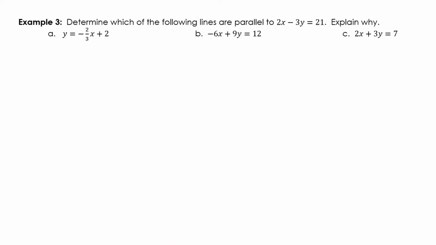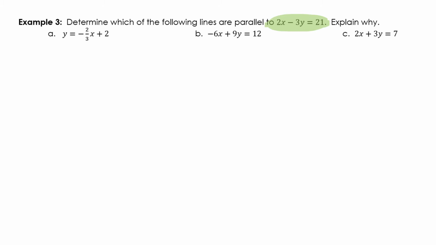For example 3, it says determine which of the following lines are parallel to 2x minus 3y equals 21, explain why. Well, we know that parallel lines have the same slope, so if we can identify the slope of 2x minus 3y equals 21, that's our given equation, and then compare the slopes of the equations for A, B, and C, then we can determine which ones are parallel.